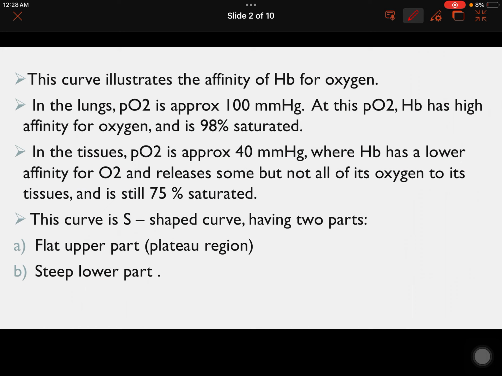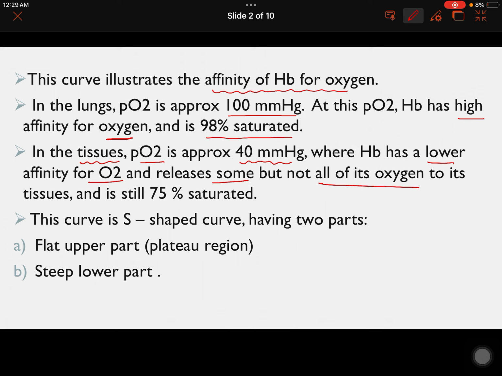So this curve is illustrating the affinity of hemoglobin for the oxygen, which we have talked about. In the lungs, the partial pressure of oxygen is around 100 millimeter of mercury. At this particular partial pressure of oxygen, hemoglobin is having the highest affinity for the oxygen and is approximately 98% saturated. At the tissue level, we have talked that partial pressure of oxygen is around 40 millimeter of mercury, where the hemoglobin is having a lower affinity for the oxygen and releases some but not all of its oxygen. So it will be releasing some of the oxygen but not all of the oxygen.